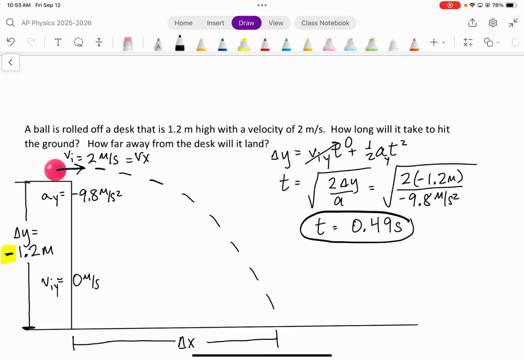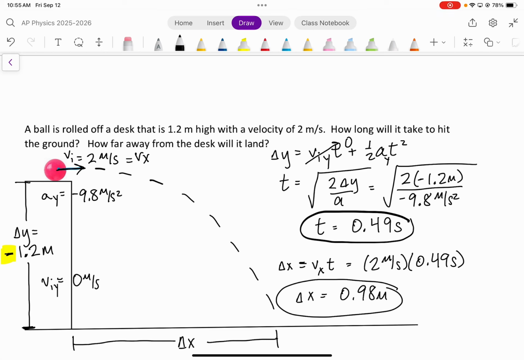Now I can use this time and plug it into the equation for delta x. So this is going to be Vx times t. And so this is 2 meters per second times 0.49 seconds. And so delta x is going to be 0.98 meters. So those are the steps that you're going to follow for about 90% of the projectile motion in the horizontal direction problems that you're going to see.